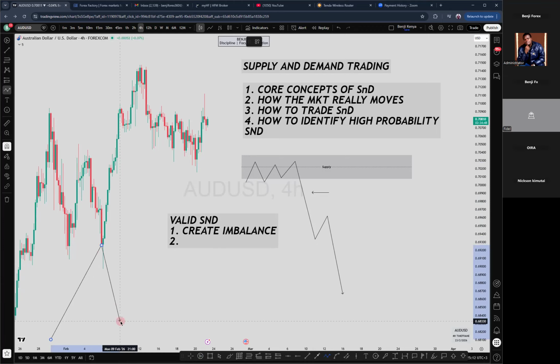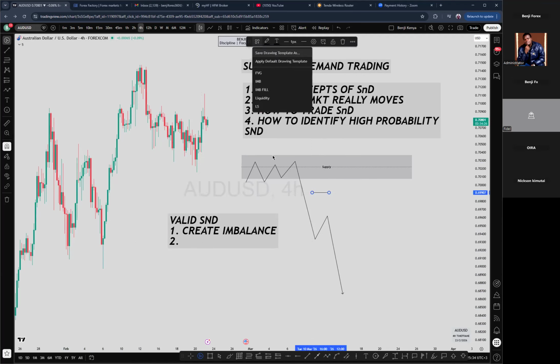And this is what actually happened at the end of January, when the market decided to dump, and also early Feb, because the market had pushed up the entire January and it didn't create any pullback whatsoever. So a valid supply and demand has to create an imbalance. This is an example of an imbalance.